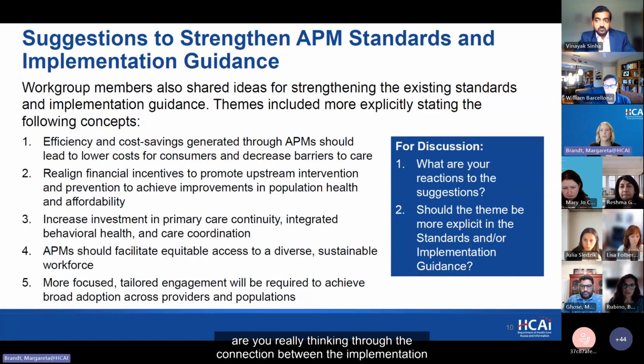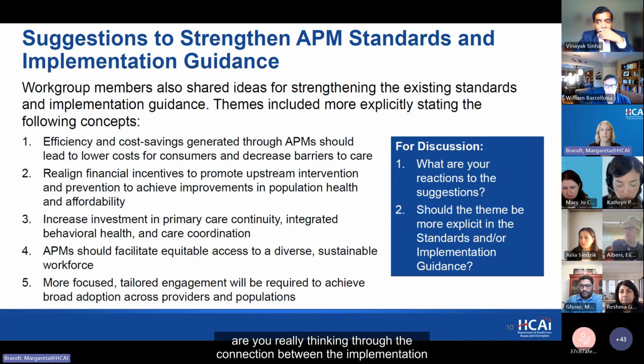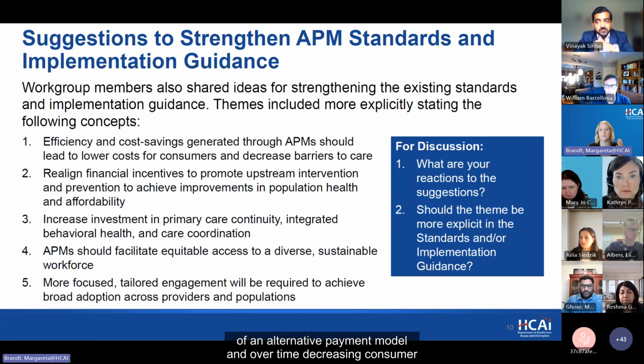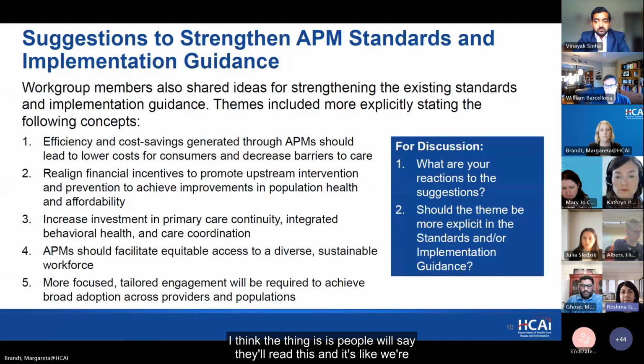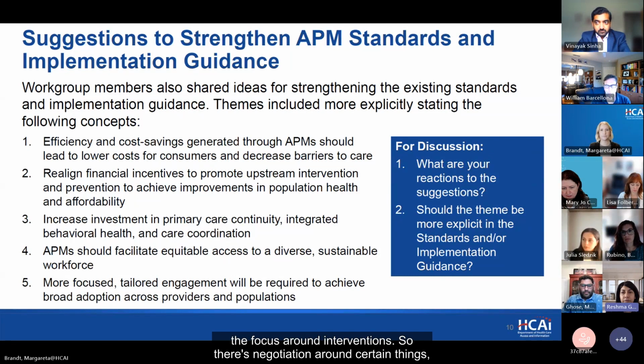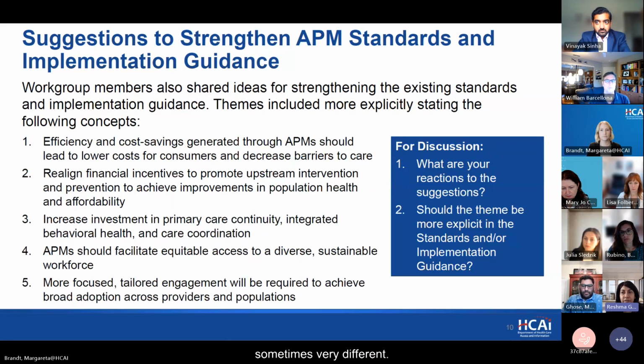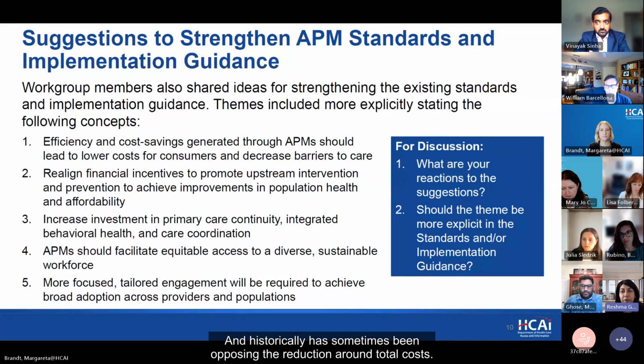And Reshma, are you really thinking through the connection between the implementation of an alternative payment model and, over time, decreasing consumer out-of-pocket costs? Yeah, because I think people will read this and ask where the focus around interventions is, right? There's negotiation around certain things, but the story of patient out-of-pocket costs or consumer costs is sometimes very different, and historically has sometimes opposed the reduction of total costs.